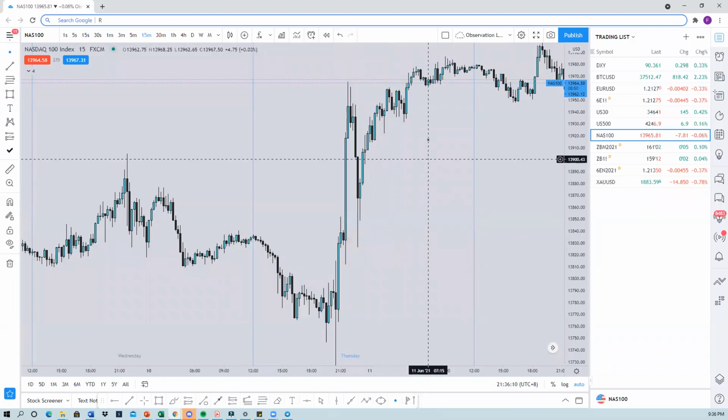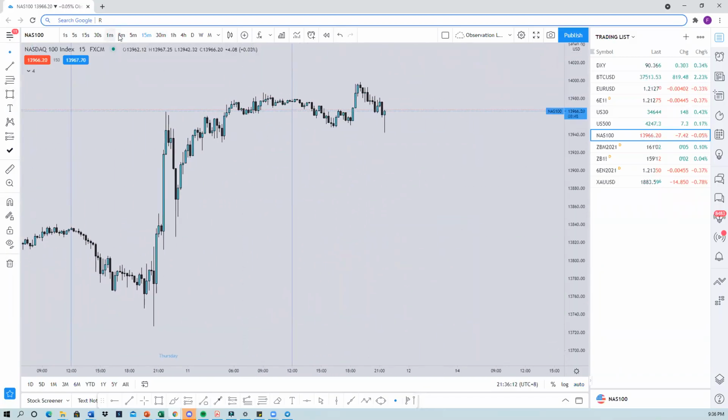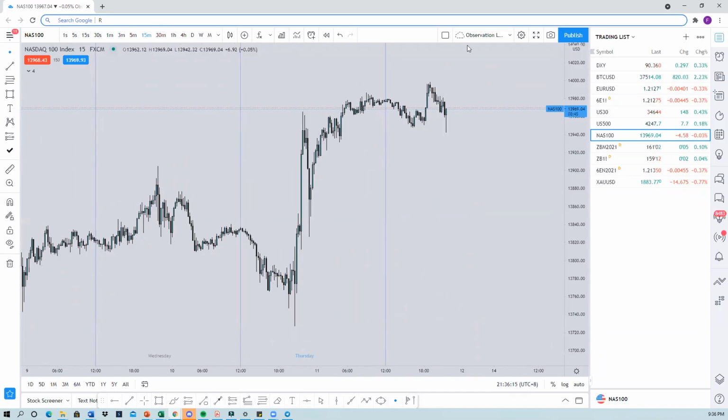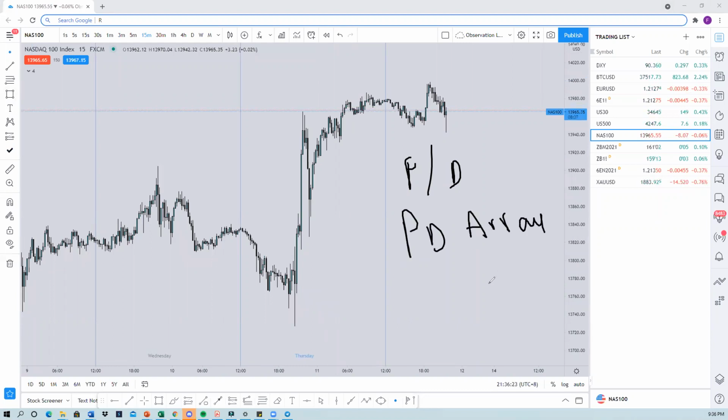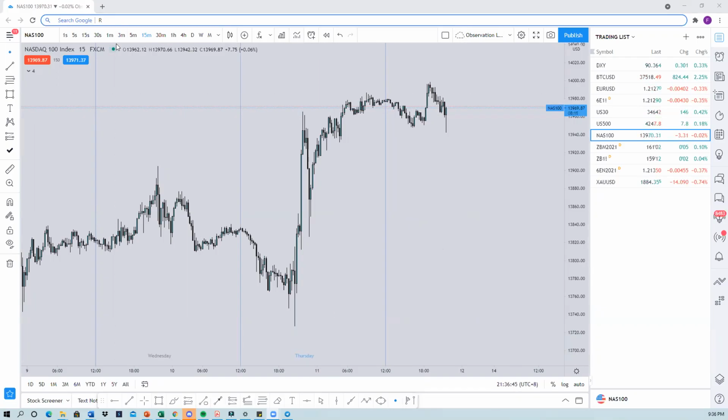That is all. So we have premium discount, PDRA matrix, then we have high probability combinations. And then, do you guys want me to show you breakers, mitigation blocks, or do you guys know that? Some of you just tell me, do you all want to see breakers, mitigation blocks, or are you all okay with everything?